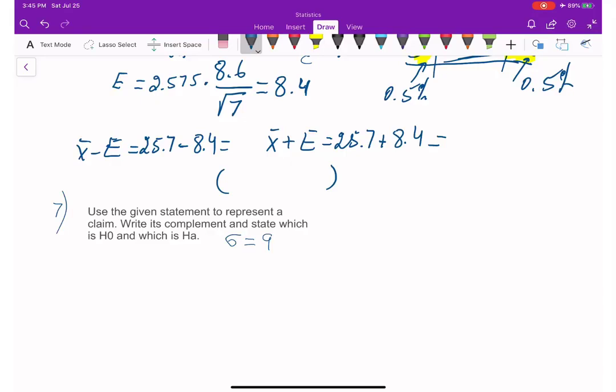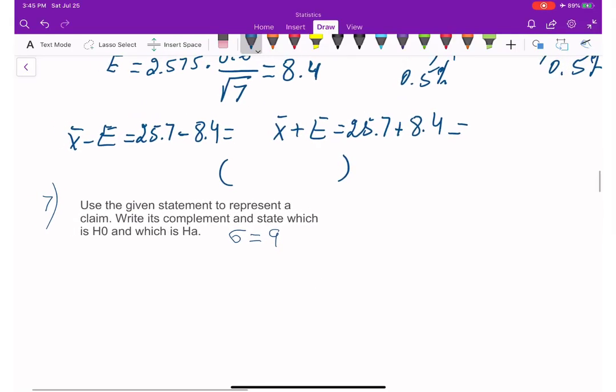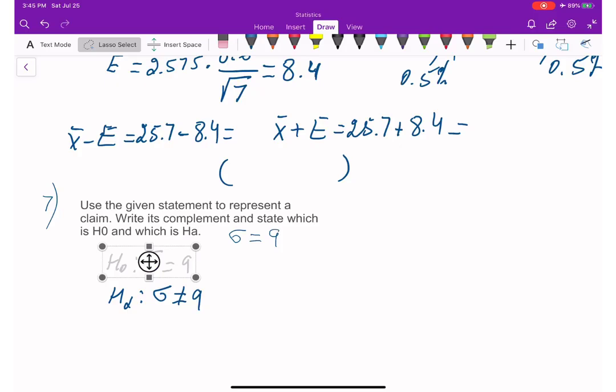Okay, if we are given sigma is equal 9, right? That's the claim, and it is going to be the null hypothesis, because null hypothesis always carries the equal sign, and the complement is going to be sigma is not equal 9. So the claim I put in red color, so let me do this one also.